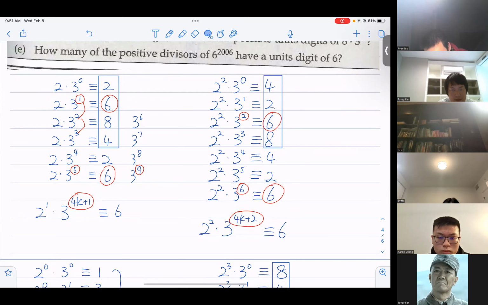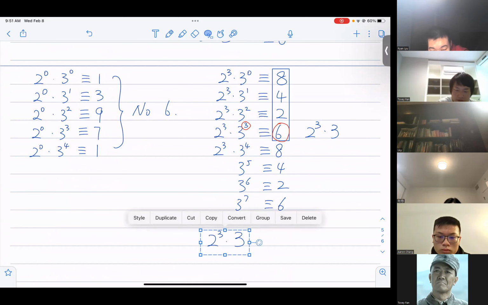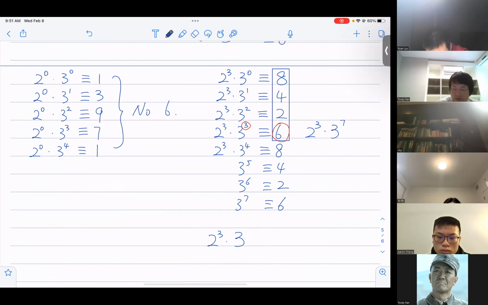It cycles in 4, right? So that means every 4 powers later, you have the same units digit. So you see, for example, if you want a 4, 3 to the 0, the next time you see 4 is 3 to the 4th, right? And 1 to 5, 2 to 6, every time you add 4 to it. Okay, good, Aaron. Makes sense? So here you could say the next is 3 to the 7th. I think you got a little bit of the hang of it.